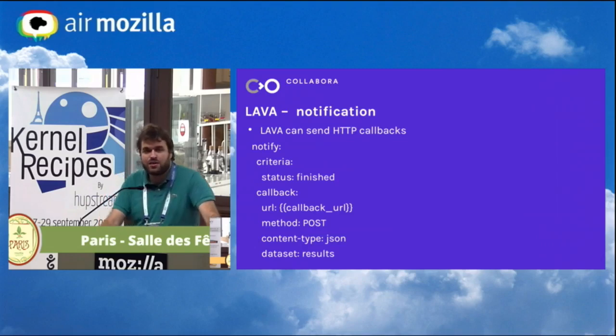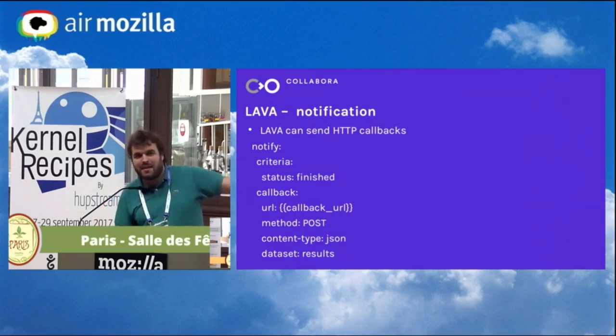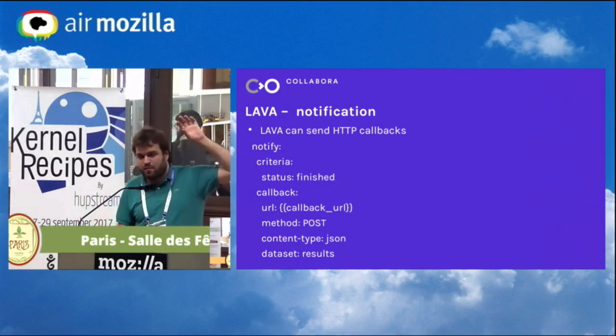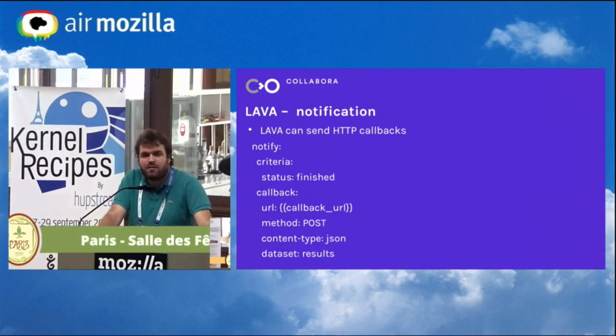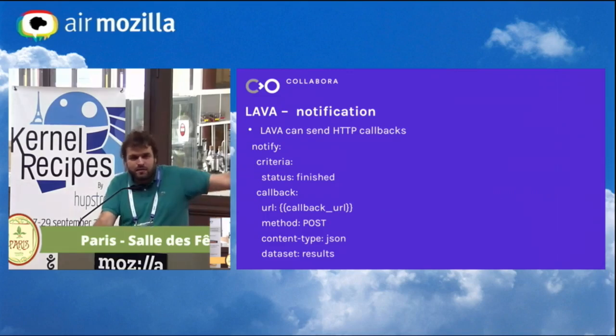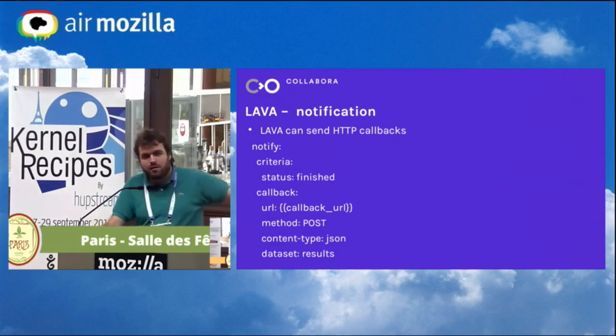Adding notifications in Lava is really easy. This is a new thing of Lava 2, so if you're using Lava, upgrade to Lava 2. So we had this basically at the end of the job where we had boot, deploy, test, and you just add notify at the end. And then you can have a criteria, let's say when this is finished. You give it the URL. As you see, this is a templated URL because the URL will change on every execution. And then we send a JSON, etc.